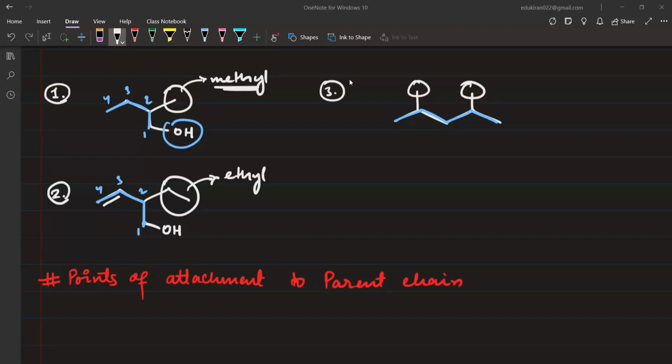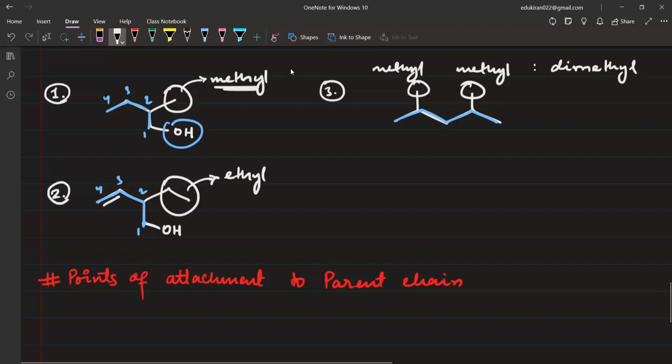They say, okay, fine, we have two carbon atoms, so we'll write ethyl. No, this is not ethyl. Ethyl is when you have two carbon atoms together. So what is the substituent here? The substituent here is methyl. This is methyl, and this is also methyl. So to write it in a short way, we'll write dimethyl.